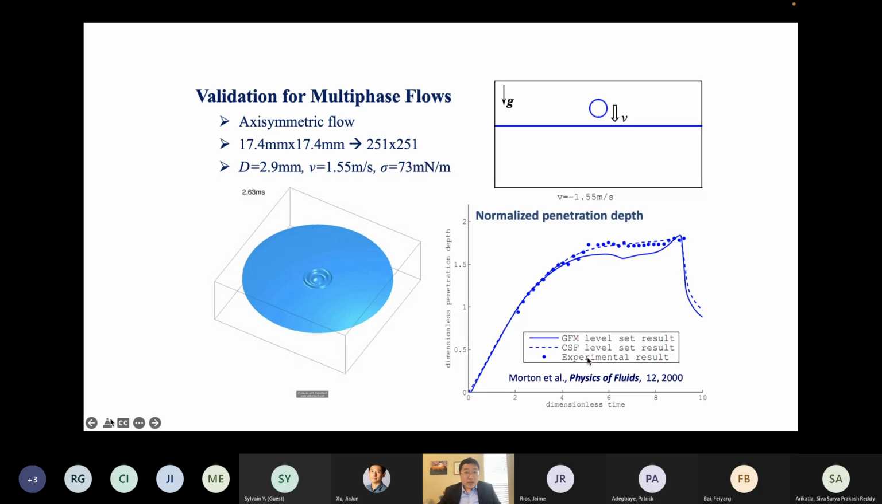I use two models. One is called the ghost fluid method. One is called the continuum surface force model. I compare with experimental data, which is represented by the dots. We can see that the continuum surface force model gives a better representation. Because of that, after the validation, I decided to use the CSF model in my study.